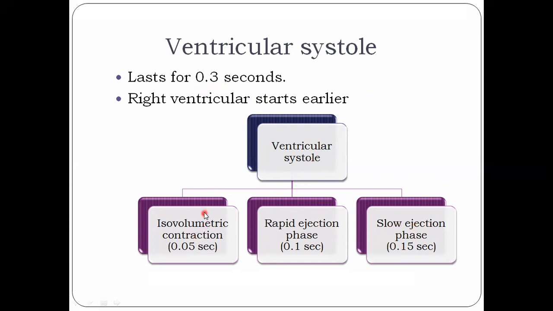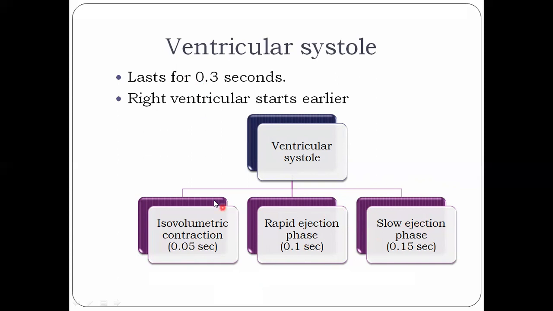As we can see here, it's isovolumetric contraction, rapid ejection phase, and slow ejection phase. The duration of isovolumetric contraction is 0.05 second. Rapid ejection phase is around 0.1 second, and slow ejection phase is 0.15 second. So when we add this, the total sum is around 0.3 second. So firstly, let's see each phase one by one.